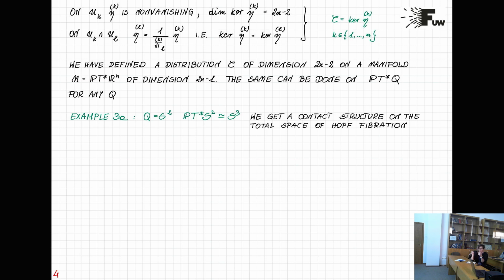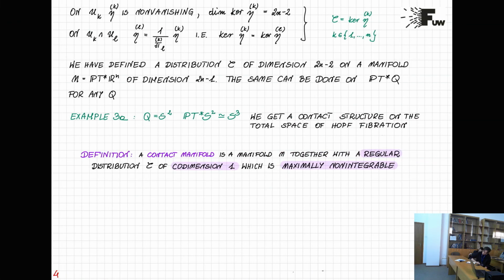So it is a circle bundle, and we can recognize that this is precisely the Hopf bundle. This way we can construct a contact structure on the total space of the Hopf fibration.